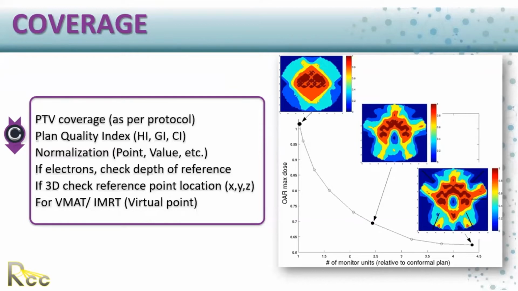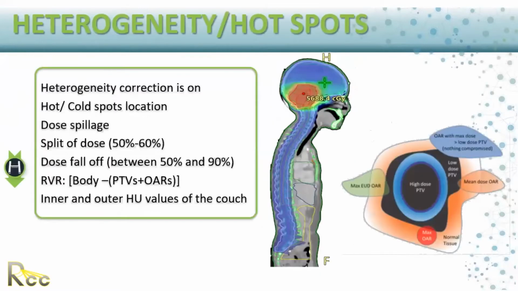Furthermore, there may be excessive dose spillage throughout the structure, not reported within the DVH. Because this information cannot be obtained from the DVH alone, we recommend evaluating the 3D graphical plan qualitatively before proceeding to the DVH itself. For the heterogeneity and hotspots, you have to make sure that the heterogeneity correction is on, check the hot and cold spot location, and the dose spillage, split of dose between 50 to 60%, especially in head and neck cases, in the oral cavity, spinal cord.